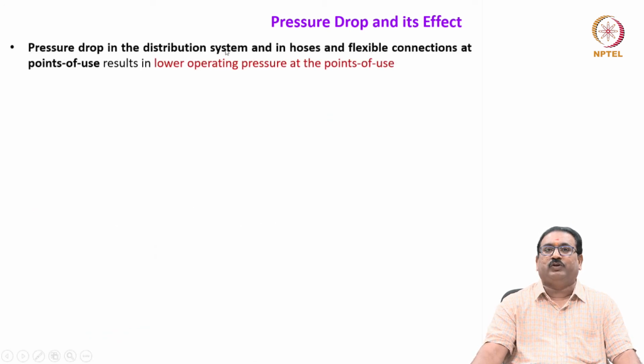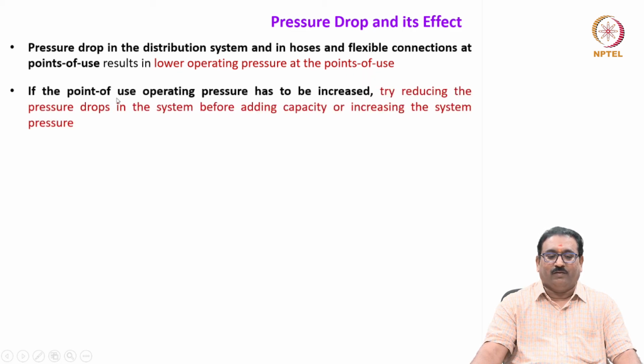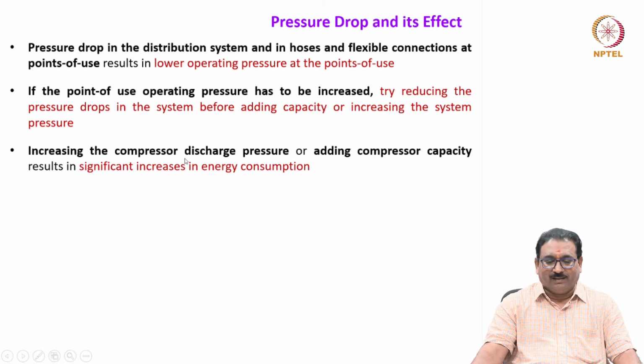So pressure drop in the distribution system and in hoses and flexible connections at a point of use results in lower operating pressure at the points of use. If the point of use operating pressure has to be increased, try reducing the pressure drops in the system before adding capacity or increasing the system pressure. Increasing the compressor discharge pressure or adding compressor capacity results in what? A significant increase in energy consumption. That's why, don't do this.